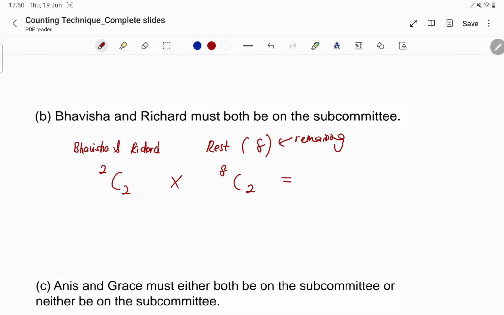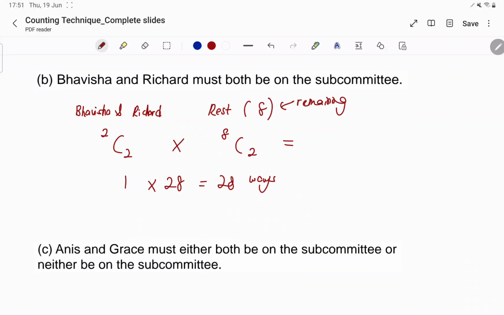So the answer is 2C2, which is equal to 1, multiplied with 8C2, which is equal to 28. So the answer is 28 ways that you can choose.